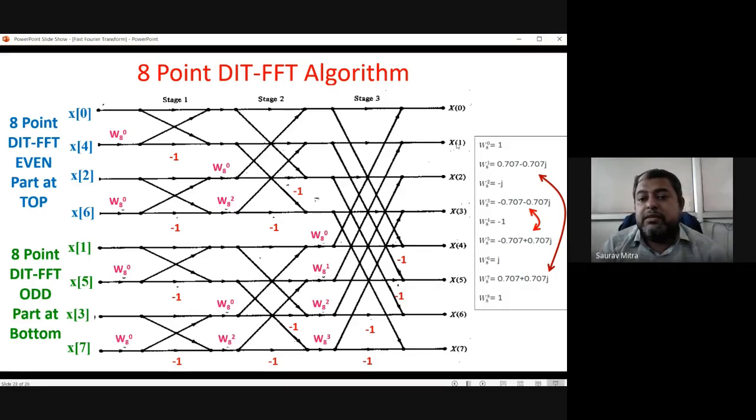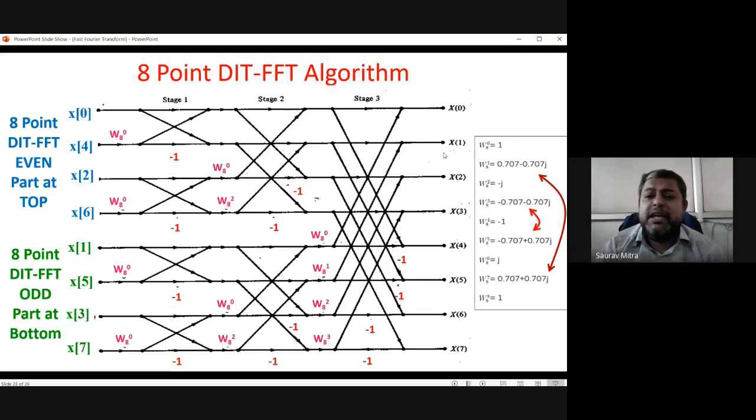So X0 is calculated very easily, as the addition of all the samples. X4 is the central component in the spectrum. X4 is nothing but the alternating plus and minus of all the input samples, that is x0 minus x1 plus x2 minus x3 plus x4 minus x5 plus x6 minus x7. So X0 is found by adding all the components, and X4 is found by alternate plus and minus of all the components. So two things are done.